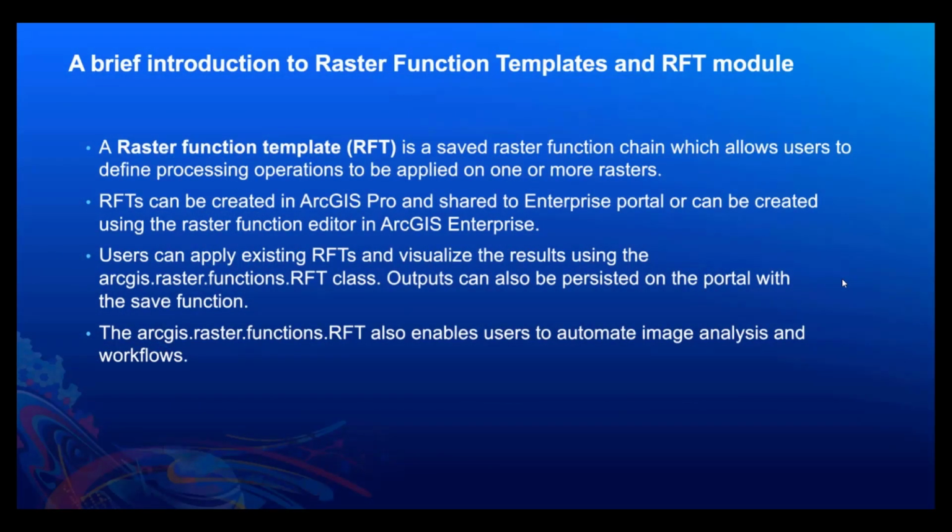As we have seen earlier, raster functions can be applied to image services for fast, accurate, on-the-fly processing. A processing workflow containing one or more raster functions chained together is called a raster function template or RFT. RFTs can be created in ArcGIS Pro function editor or can be created in the raster function editor in Portal for ArcGIS. RFTs will need to be shared to your enterprise account to be able to consume them in ArcGIS API for Python. The RFT class allows users to apply RFTs for on-the-fly processing and then save the desired results to Enterprise Portal using the save function. The RFT class also has the added benefit of enabling users to automate their image processing workflows.